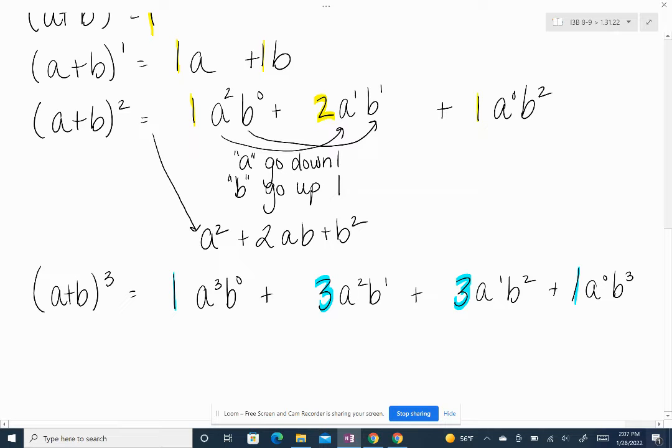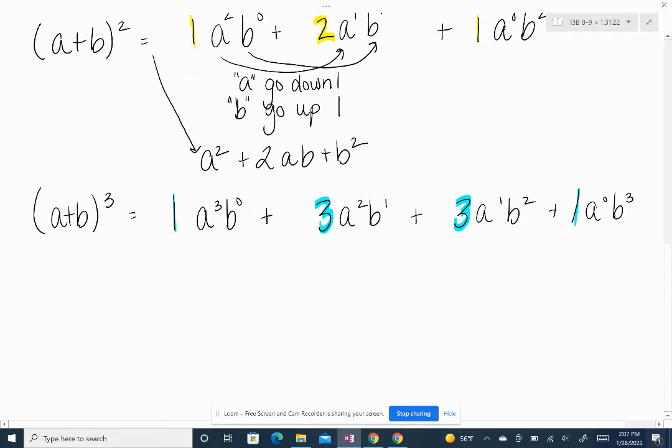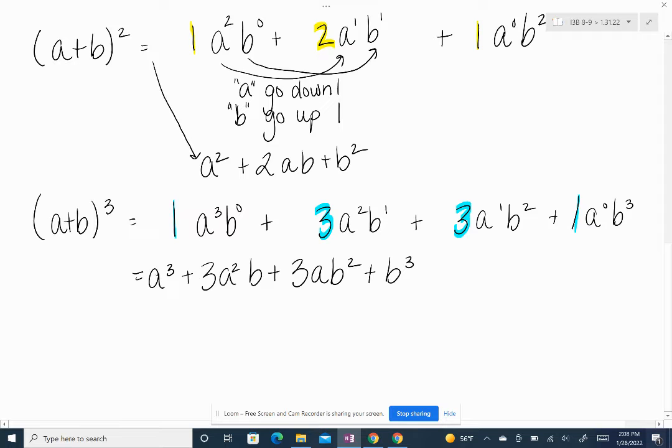Great. So now we just simplify. So this 1 times a cubed times b to the power of 0, it's like 1 times 1 times a cubed. So we can just reduce that to being a cubed. 3a squared b, and we don't need the 1, it's inferred. 3ab squared plus b cubed. Okay, so this would be your answer right here. So Pascal's triangle essentially gives us all our coefficients, so we're able to solve these binomials.